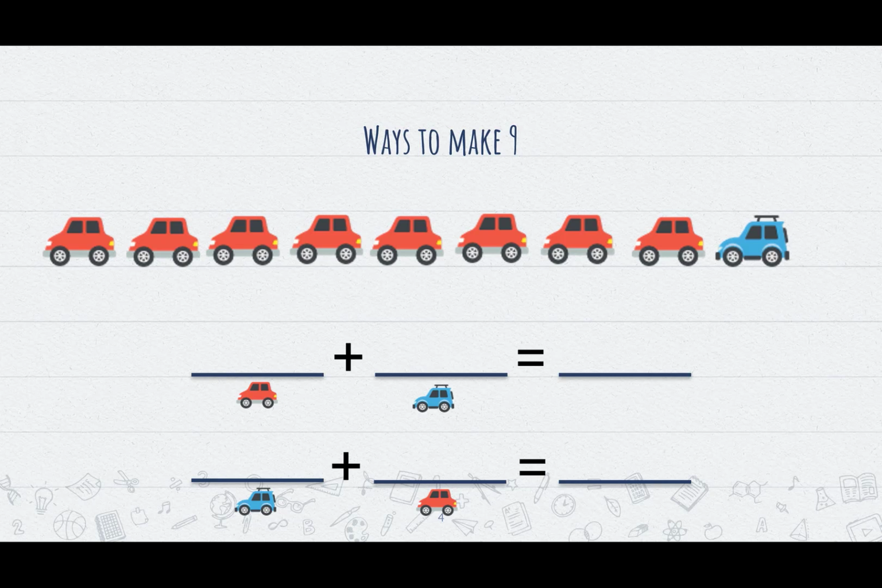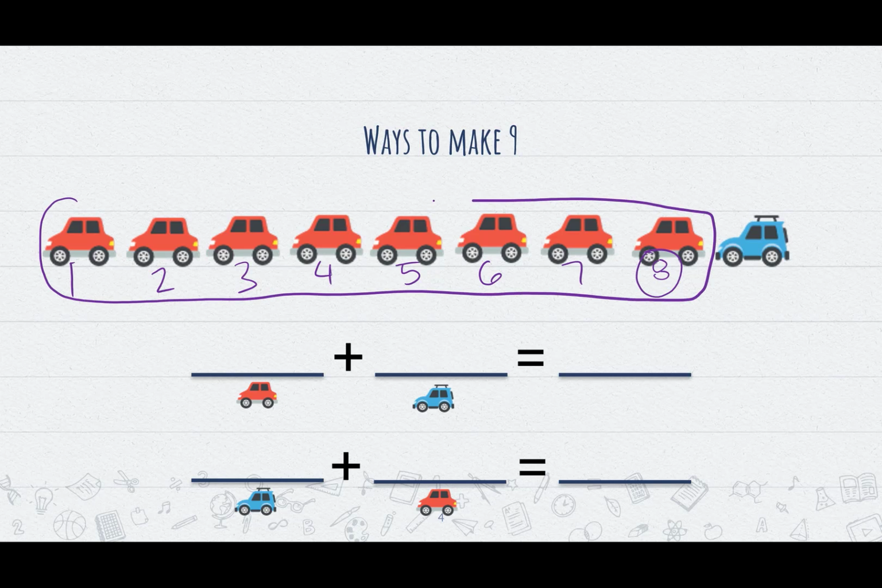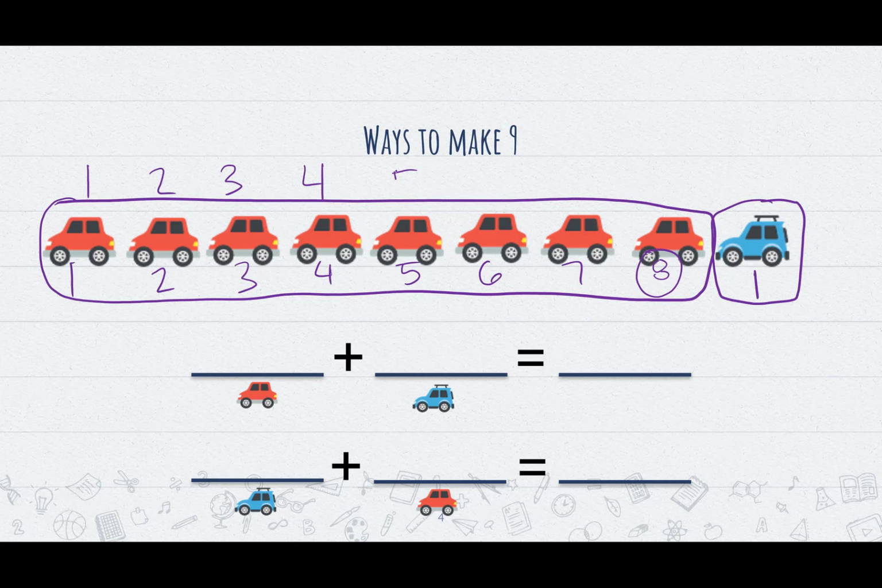So I'm going to count my group of red cars first. 1, 2, 3, 4, 5, 6, 7, 8. So I have 8 red cars. I'm going to go ahead and circle my group of red cars. And I have 1 blue car. I'm going to circle my 1 blue car. And now I'm going to count them all together just to make sure I have 9. 1, 2, 3, 4, 5, 6, 7, 8, 9. So I have 9 all together. And remember, I have 1 blue car, 8 red cars, and 9 cars all together.